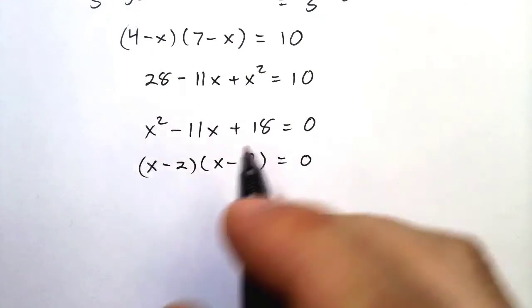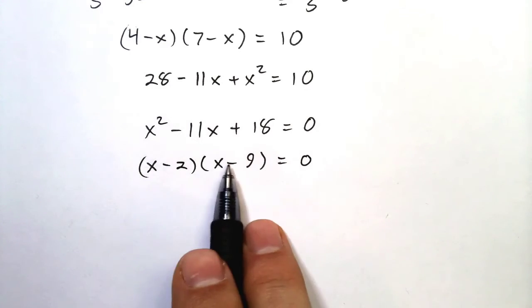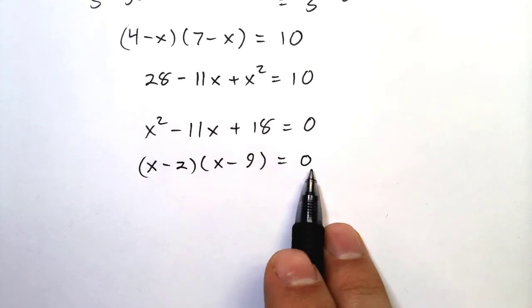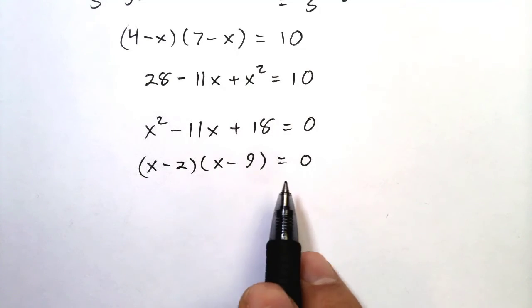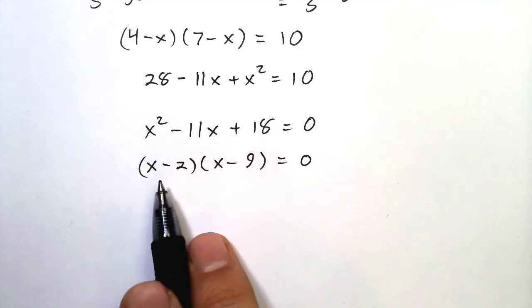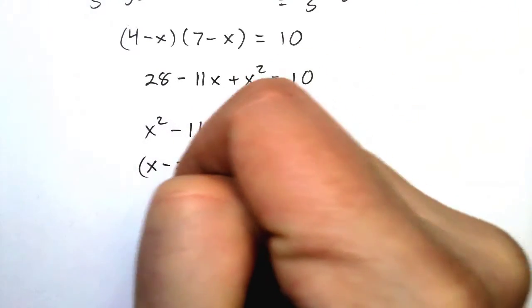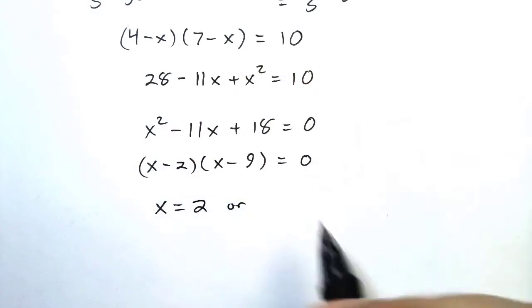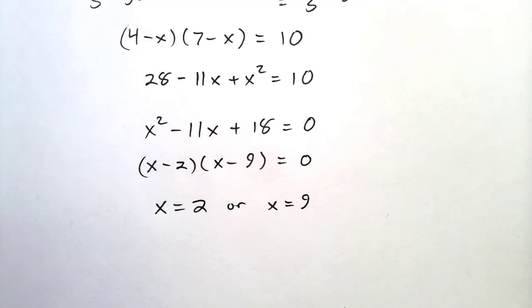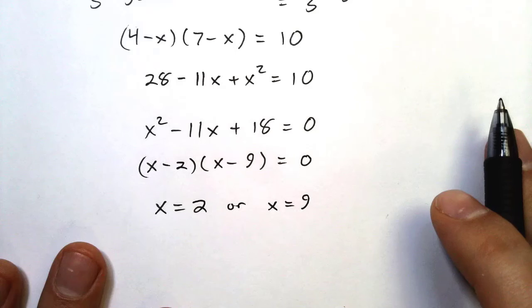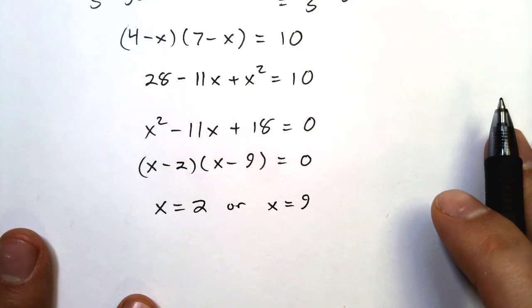So I see I'm getting two solutions here, right? Because when we have a factored expression equal to 0, we know one of those two factors must be equal to 0. That's the only way I can get 0 as an answer here. So either x minus 2 is 0, in which case x equals 2, or x minus 9 is 0, in which case x equals 9. So here are my two solutions. Now, I need to check these to see if either of these may be extraneous.